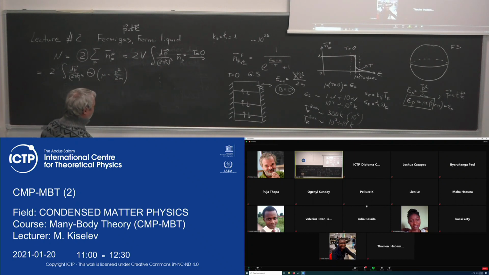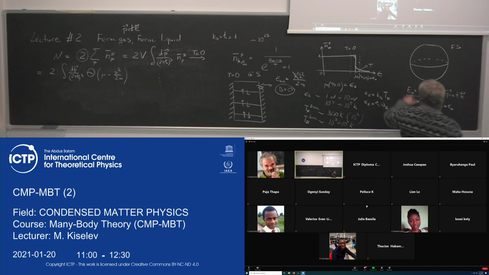Sometimes it is also called the Heaviside function. Now let me massage this equation a little bit. I already said that this is a sphere. The ground state is a sphere for quadratic dispersion. Therefore, everything is isotropic. I can write down that the element of volume dp is equal to the solid angle 4 pi times p squared dp.